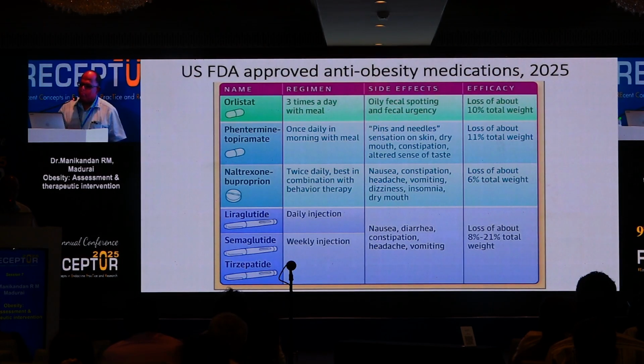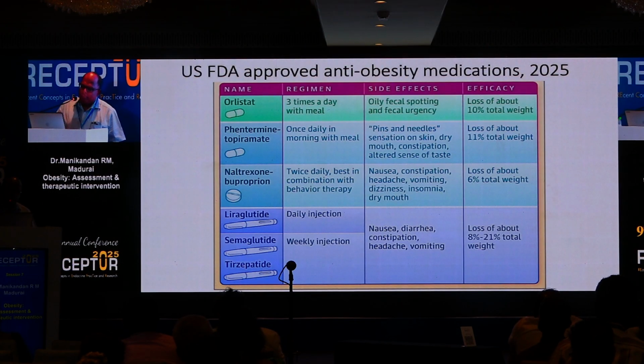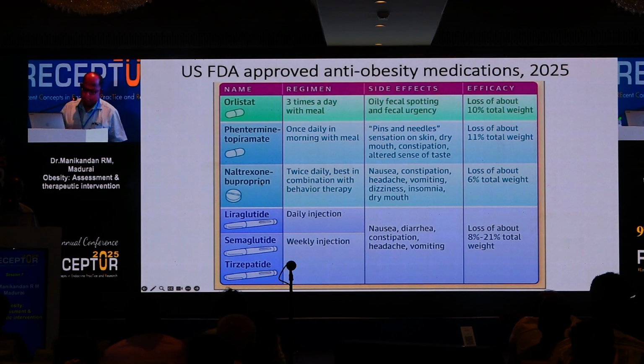So these are the approved therapies. Lots of things came in, like sibutramine and others, but they were withdrawn because they increased the risk of depression, the risk of suicidal tendency, and for other reasons. But these are the only available therapies which are FDA approved in the US. And in India, we have only orlistat as the oral therapy. The phentermine-topiramate and naltrexone-bupropion combinations are not available in India. And you can see the efficacy is about 10% for orlistat, 11% with the phentermine-topiramate combination, and about 6% with the naltrexone-bupropion combination.